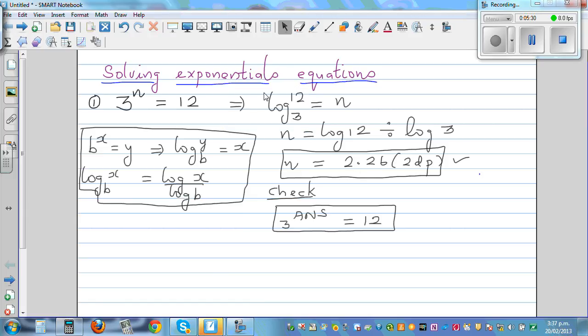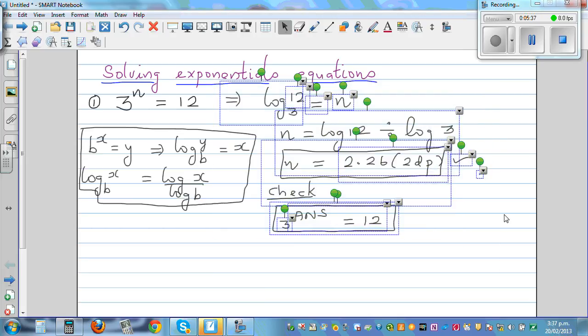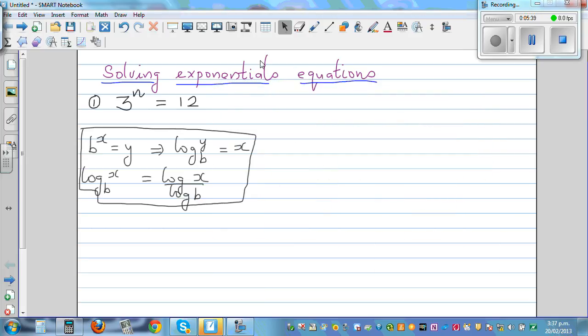Okay, let me try. Oops. This is not what I want. I want to delete this whole thing. Delete. Yes, it's gone. Okay. So I want these two rows. Okay. So let me write the second equation.